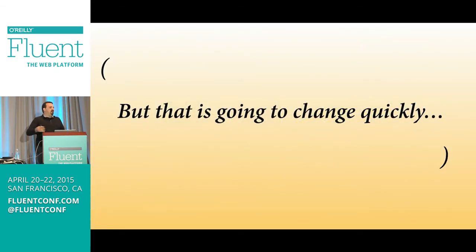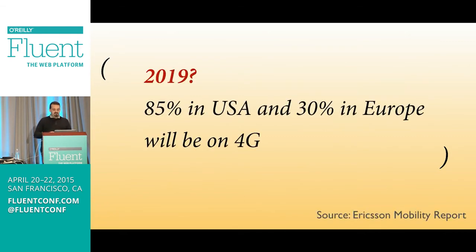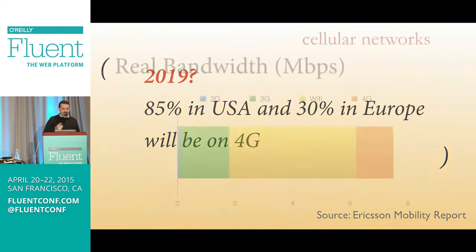Maybe you think, well, this is going to change quickly. Maybe in the next year, we will have half of the users worldwide with 4G. Well, that's not the prediction. For example, this is the prediction from Ericsson: in 4 years, 85% in the USA will be on 4G, and in Europe only 30%, right? In 4 years. So we still have a long trip to a full 4G scenario.